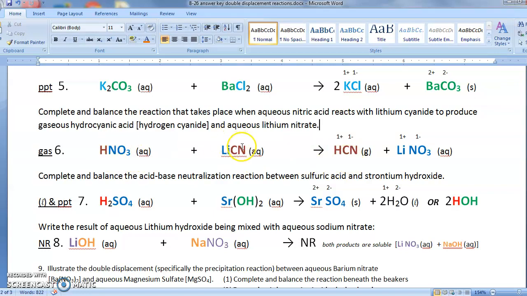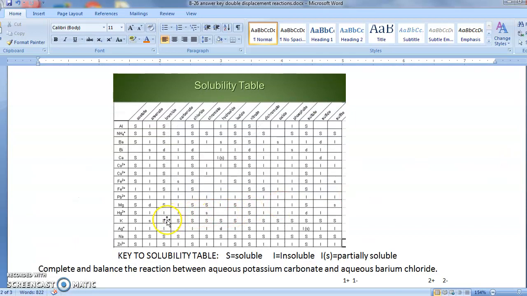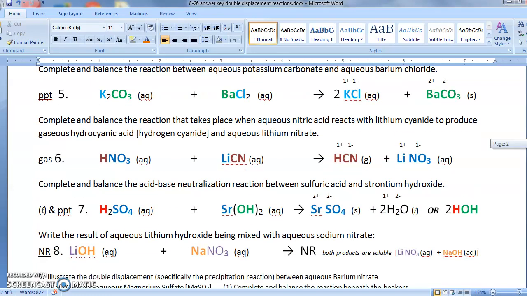So when the H's bump into the CNs, they can bubble out of solution, leaving in the solution Li pluses and NO3 minuses. If we look up here on our chart, lithium, you'll see, is not even on our chart. So, looking up lithium nitrate, it is soluble. Most nitrates are soluble, so they will stay floating around. So what's the driving force on this reaction? It is gas. Gas is produced.